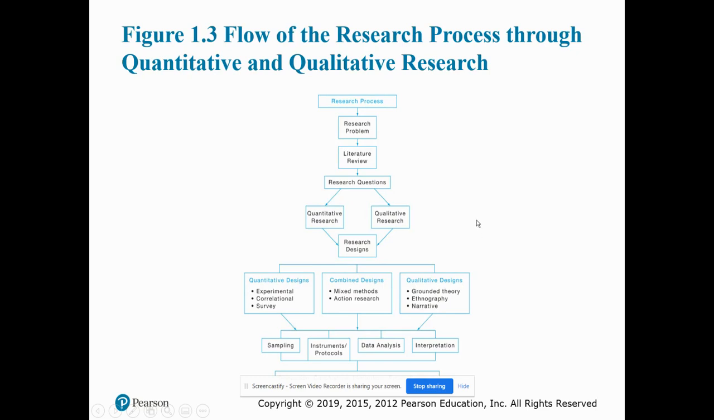Here is a nice flow map of the research process through the quantitative and qualitative research. So you start with the research problem, you state your problem, you do a literature review, you have research questions. You decide, are you going to do a quantitative research approach or qualitative? And each of those, once you decide, you'll do your design. And then there's different methods.